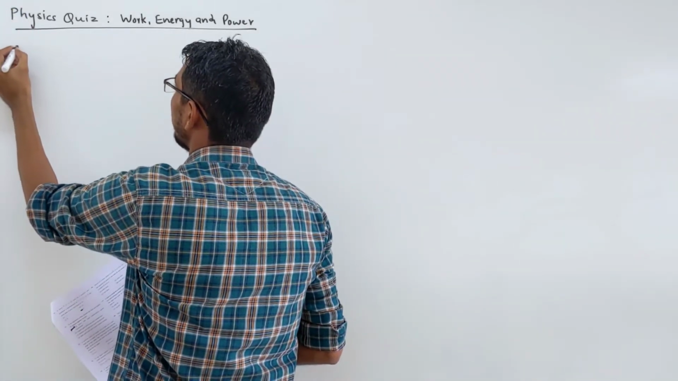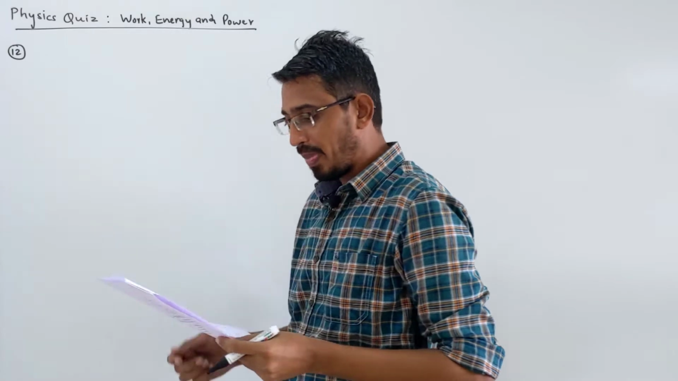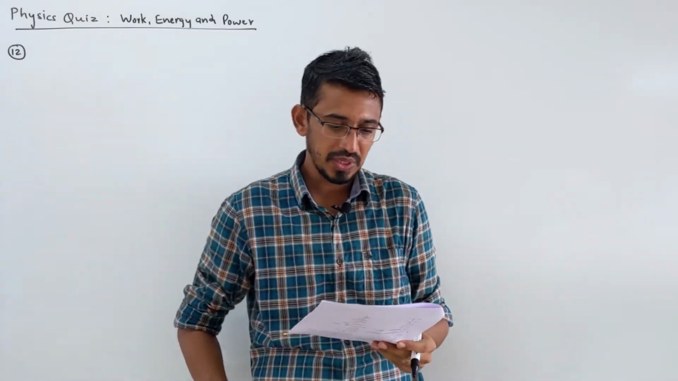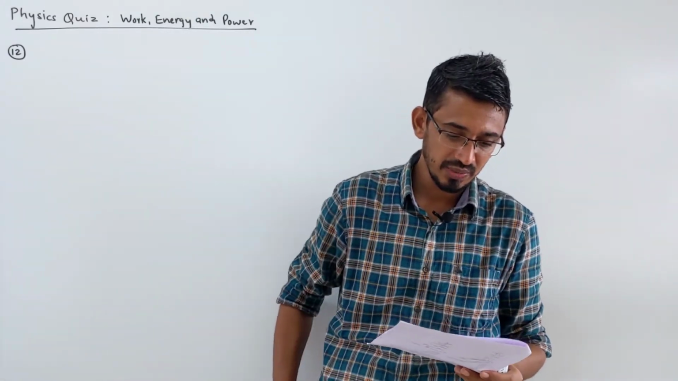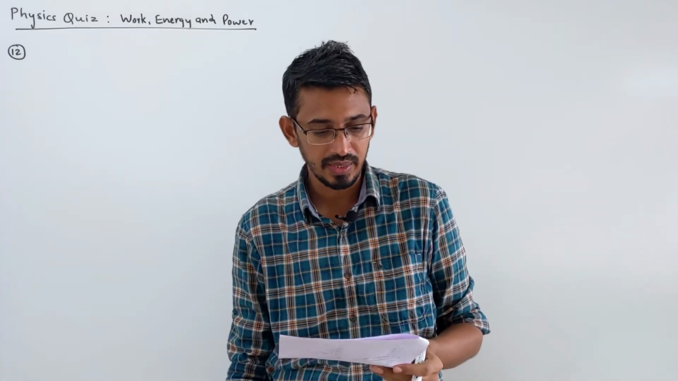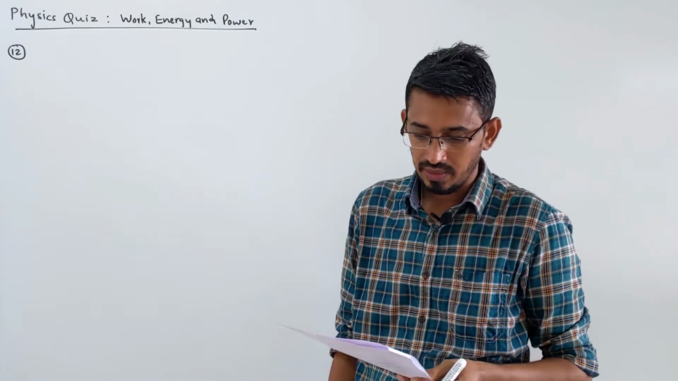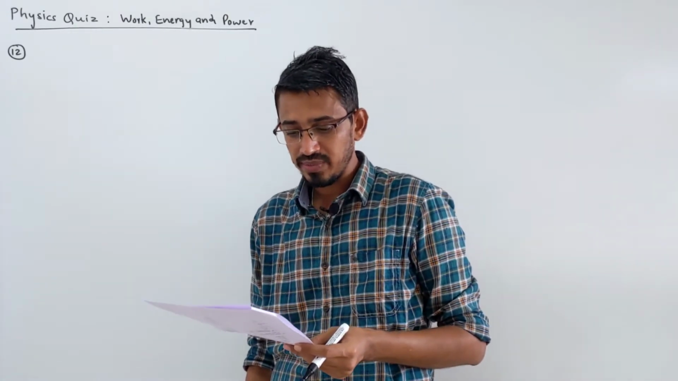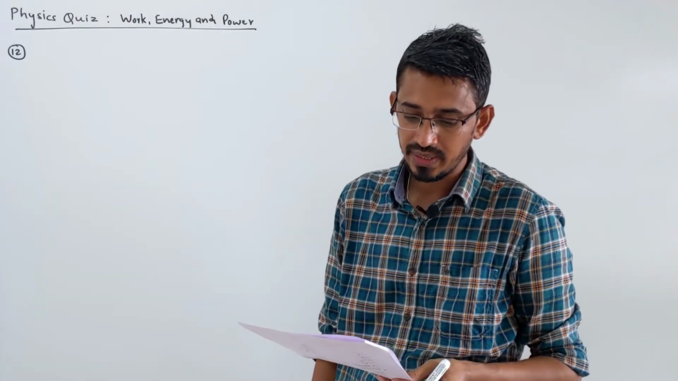Problem number 12 we are doing. It says, a uniform chain of length 2 meters is kept on a table such that a length of 60 centimeters hangs freely from the edge of the table. The total mass of the chain is given as 4 kg. What is the work done in pulling the entire chain onto the table?